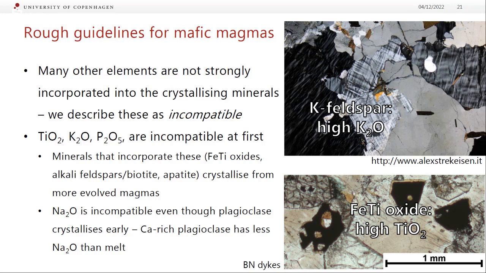Sodium is a bit of a weird one because it is incompatible early, even though we're crystallizing plagioclase. The reason is that the plagioclase we're crystallizing from mafic magmas is more like anorthite, which doesn't have a lot of sodium in it. So even though we're removing a bit of sodium, we're removing more of everything else. So we actually end up concentrating sodium in the melt that's left over.